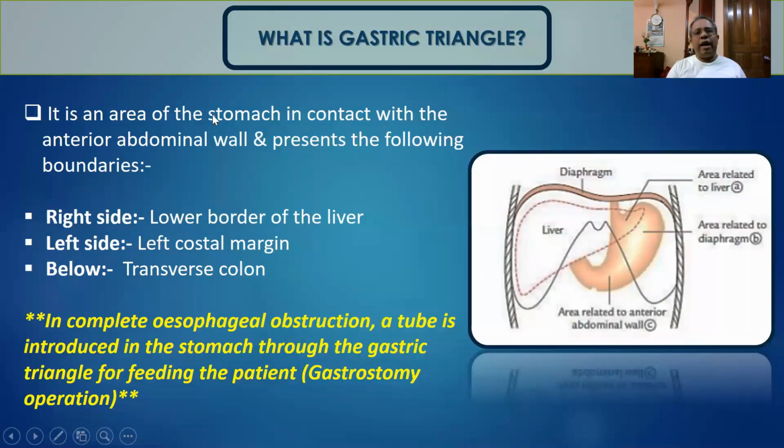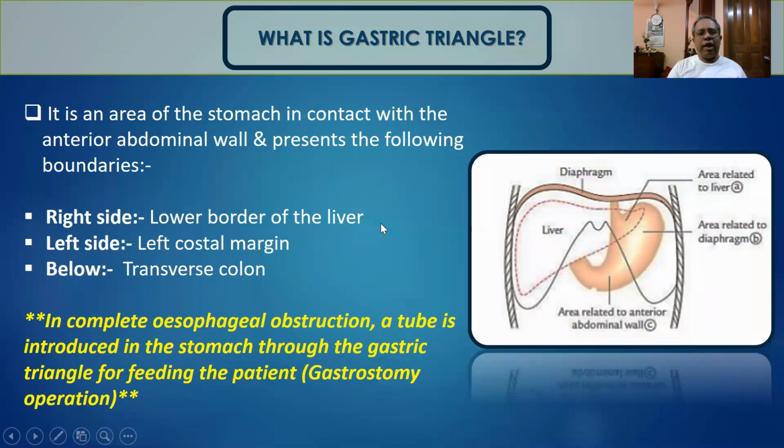That means it is the area of the stomach in contact with the anterior abdominal wall and presents the following boundaries. So look, this is the stomach. On the right side and up to the left side, there is the liver, and below, there is the transverse colon. And on the left side, it is the costal margin. So below the right costal margin, there is the liver. For that reason, the triangle is made by the inferior margin of the liver, the left costal margin, and the transverse colon. This is the triangle which is called the gastric triangle.